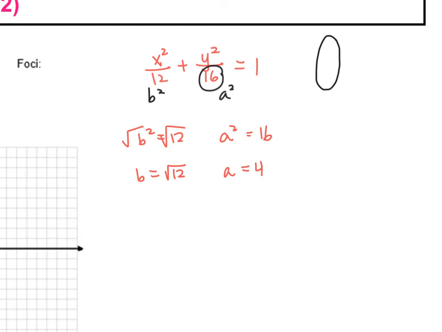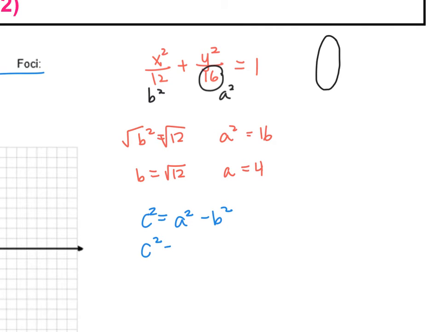Alright, now normally we would probably reduce that square root of 12, but I'm going to go ahead and leave that alone right now because we use the a and the b value to find our c value for the foci. C squared is equal to a squared minus b squared.